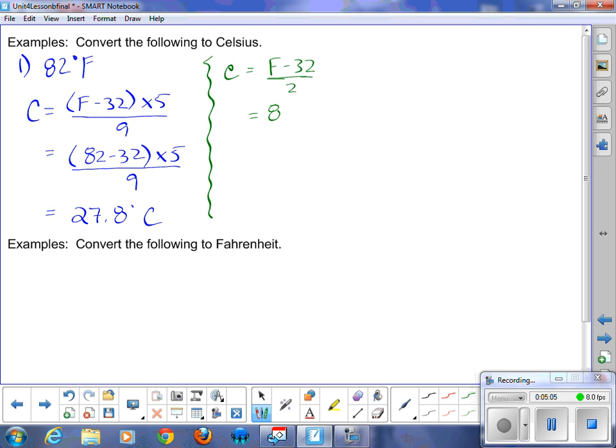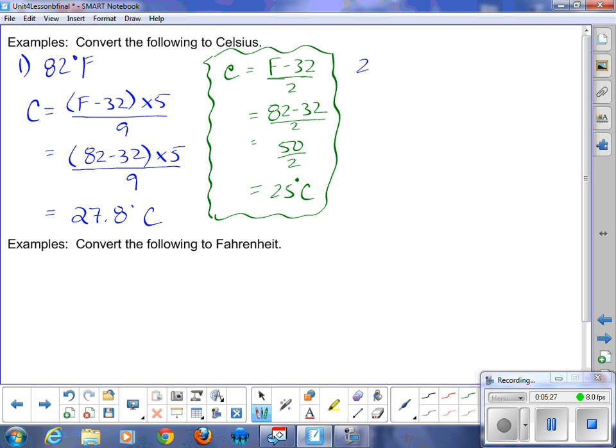So you know that 82 minus 32, 82 take away 32, is 50. Divide that by 2, it gives you 25 degrees Celsius. So you're off by a couple of degrees, but at least you know you're in the ballpark, whether it's mid-20s, upper 20s, or lower 20s. So just keep that in mind.